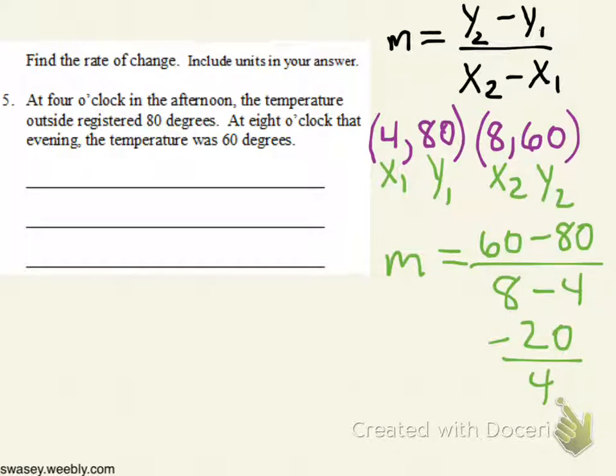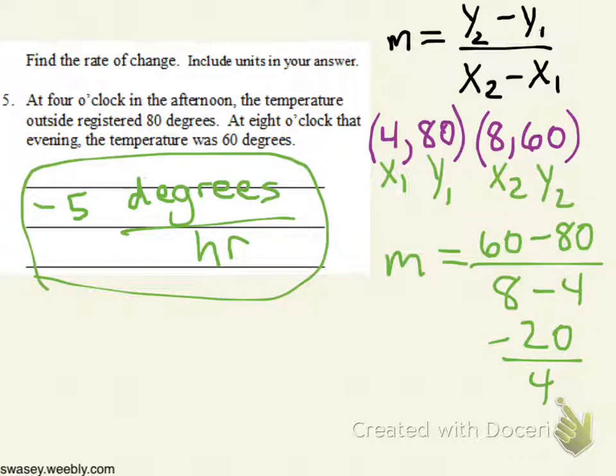Or negative 5. Now in our final answer here we want to put units, so those top numbers were degrees, and the bottom number was hours. So we get negative 5 degrees per hour for the average rate of change.